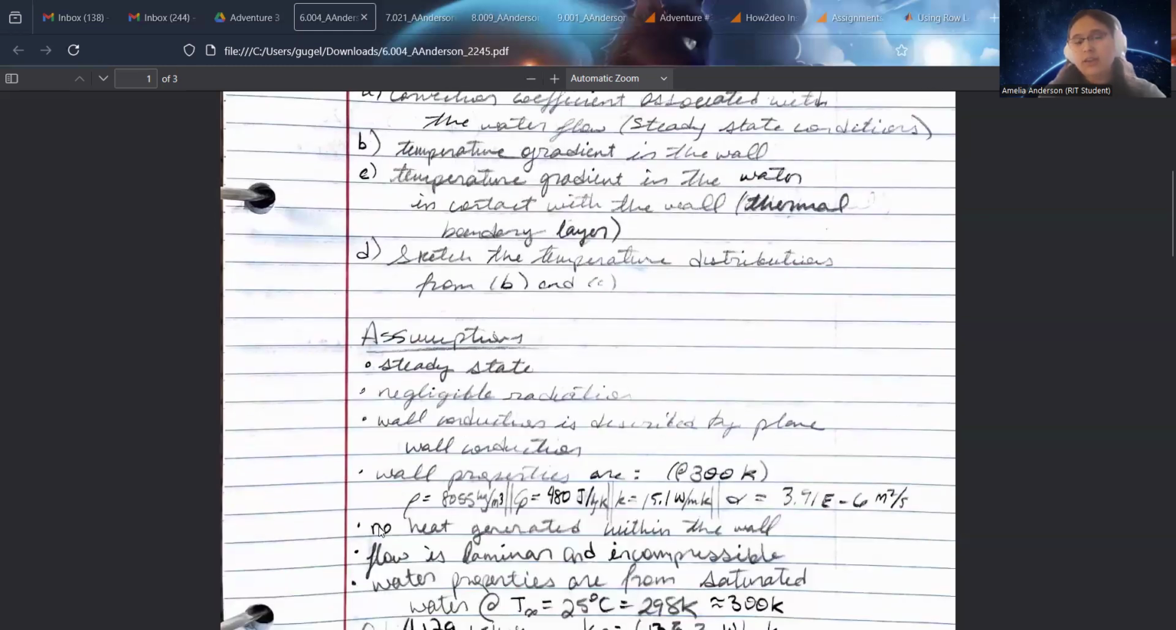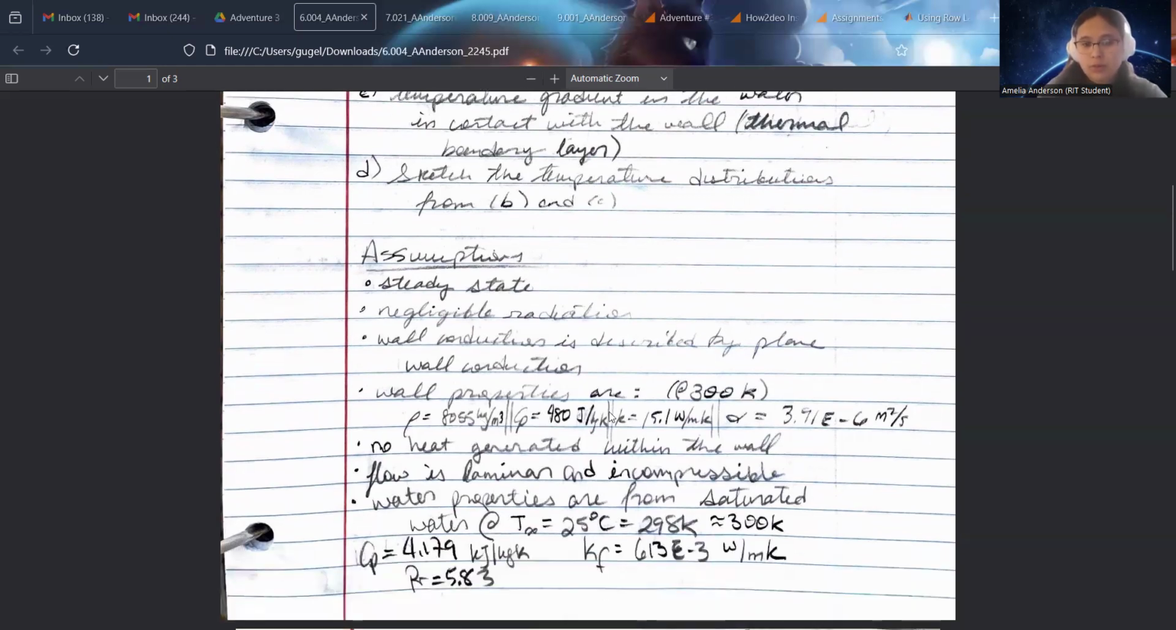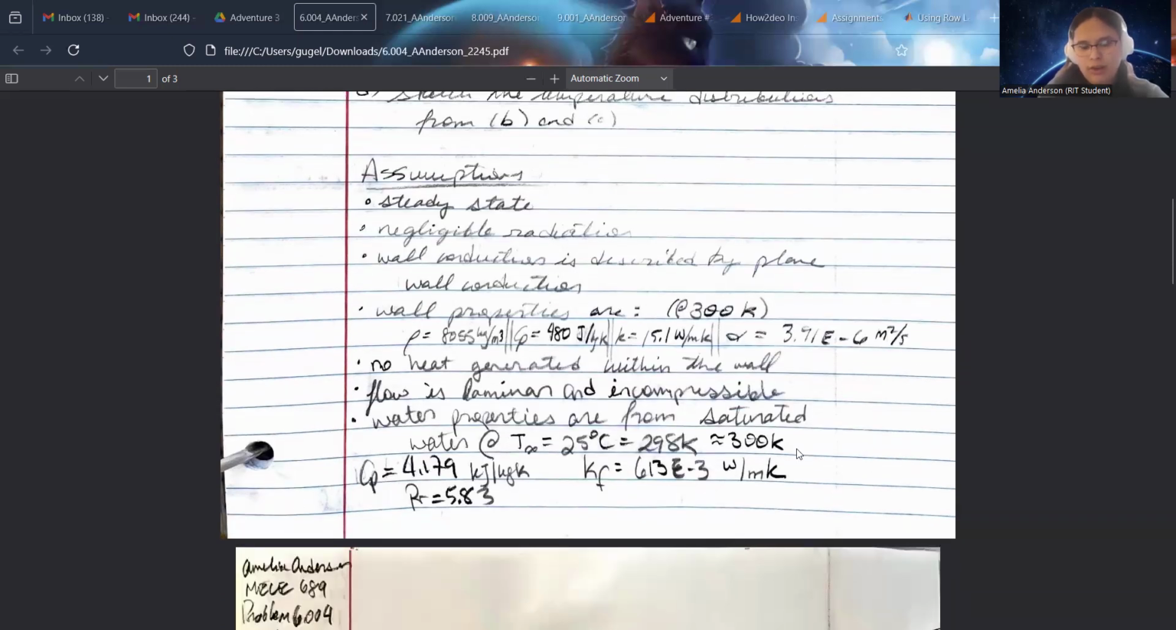So we're assuming again steady state, negligible radiation, that the wall conduction is described by plane wall conduction, which is also a pretty fair assumption, it's a wall. We have the wall properties from the back of the textbook, at 300 K for AISI 302. We have no heat generated within the wall. The flow is laminar and incompressible. We're also assuming that the water properties are from the saturated water table at bulk temperature 25 C, which is about 300 K. You can find other properties. This is just what I had on hand.